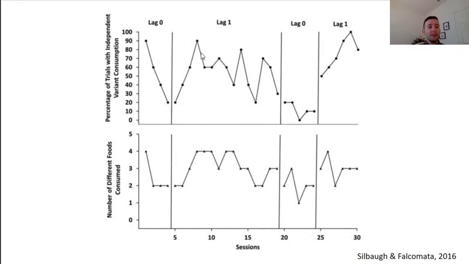So what you can see in this graph here are the data that were collected in lag 1 sessions. You can see that initially, in the first few sessions, it showed an increase in variability in consumption, and it started to slowly taper off, gradually decrease across these sessions. And so it wasn't clear exactly what's happening, so what I did is I returned to lag 0.